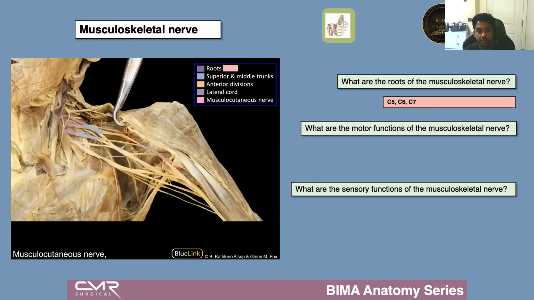We don't call them biceps in anatomy. It's not deltoid. No, it's not deltoid. Deltoid is another muscle, another nerve that we'll go through in a bit. Biceps brachii, coracobrachialis, and brachialis. Yeah, great. Perfect. So those are the three.